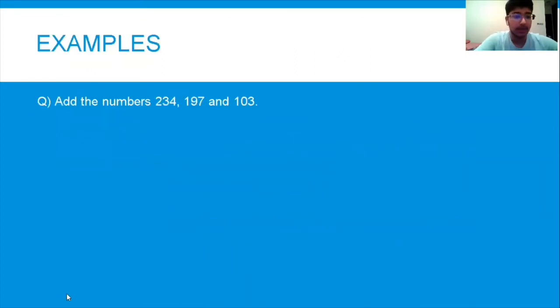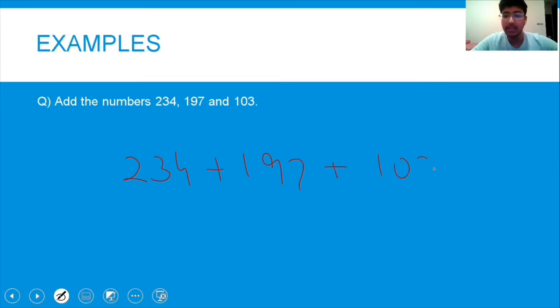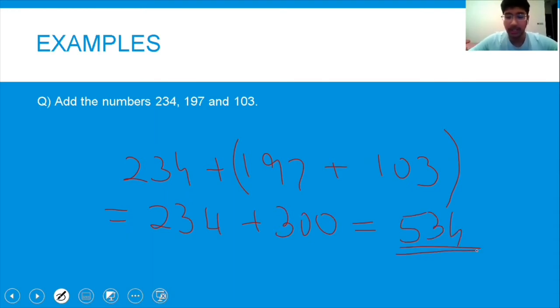The first example, it says to find the sum of the 3 numbers 234, 197 and 103. Now, the easiest way to calculate this is by grouping 197 and 103. If we group them and add them, then we'll end up with 234 plus 300. That's equal to 534.